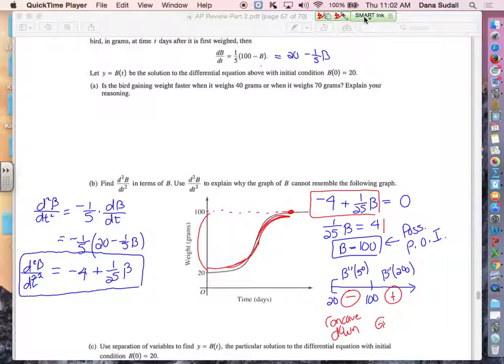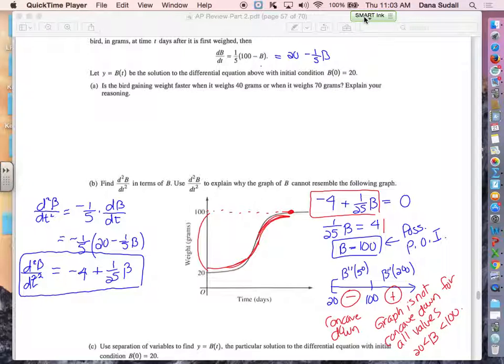Graph is not concave down for all values. So for the values for B between 20 and 100, it's not concave down the entire time.